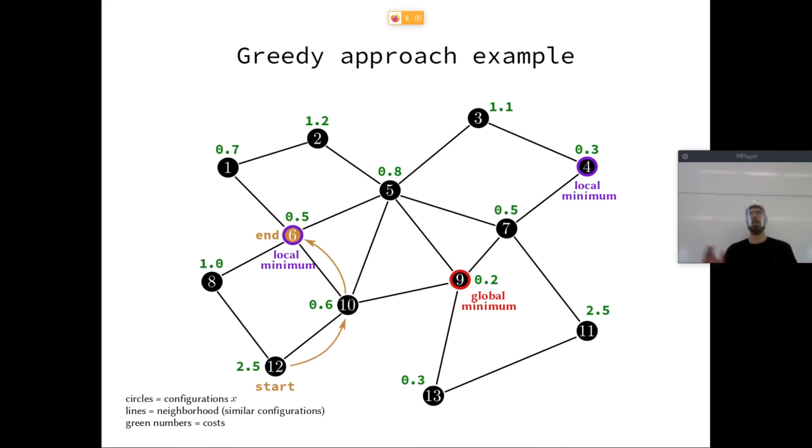You could think of ways to improve this. For example, you might always want to look at all the neighbors instead of just one at random, and pick the best. That's an even greedier approach. This does not necessarily work. It would work, I guess, in this simple example, but in general, it might be even worse.